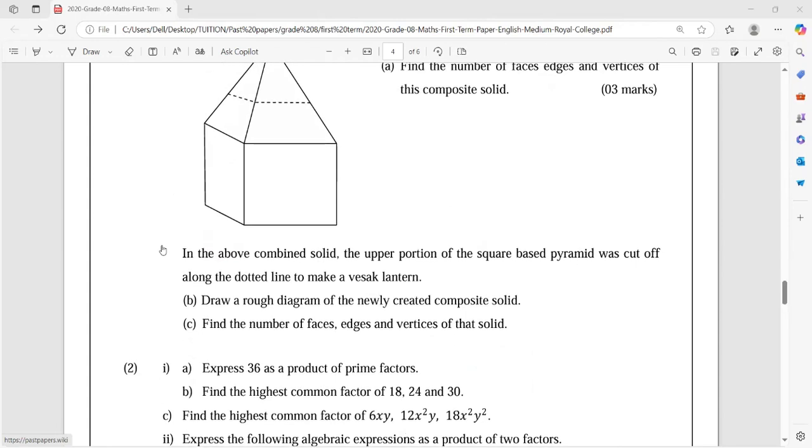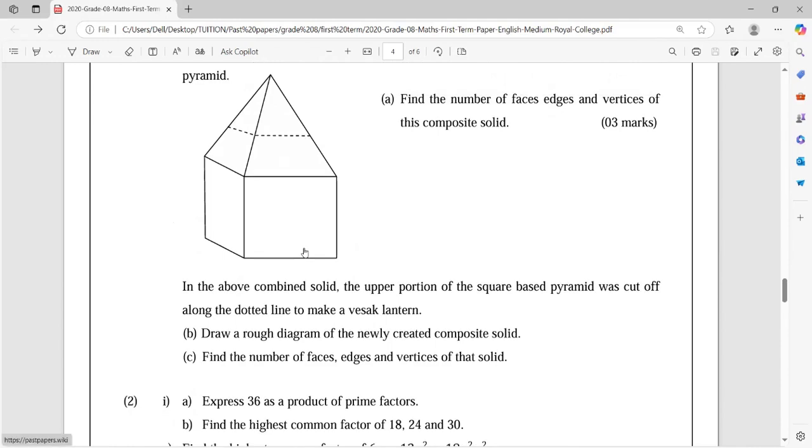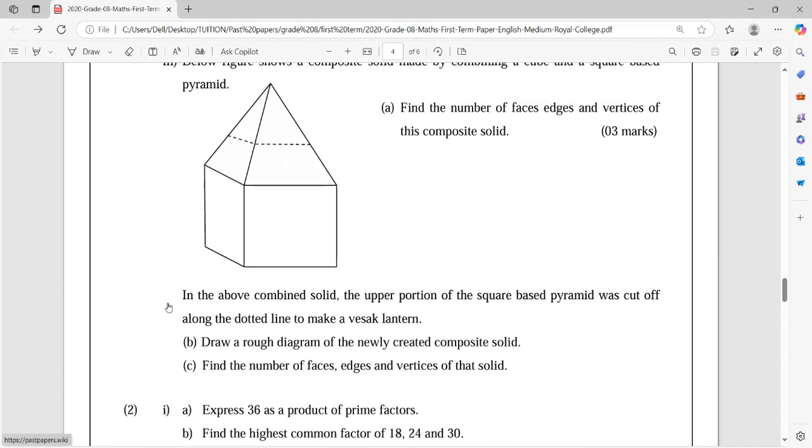In the above combined solid, the upper portion of the square-based pyramid was cut off along the dotted line to make a lantern. Show the rough diagram of the newly created composite solid and the number of faces, edges, and vertices of that solid. So the rough sketch will look like this.